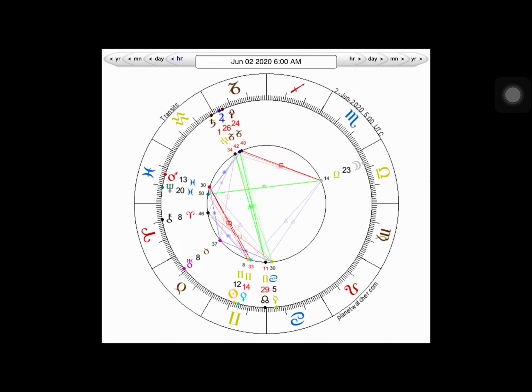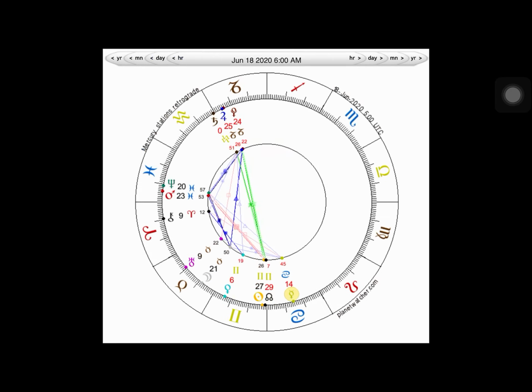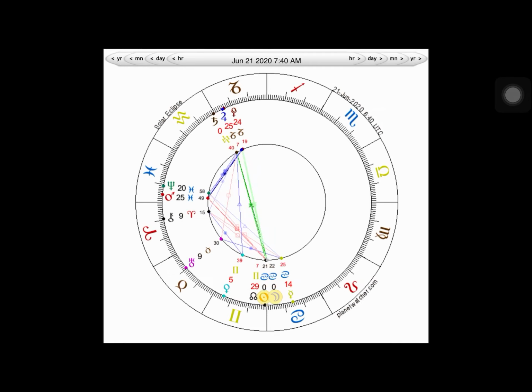Anyway, here are some other chart images where you can actually see the degrees of what's going on. This is the beginning of the shadow period, Mercury at 5 degrees of Cancer. This is Mercury turning retrograde at 14 degrees. You can see the sun is still in late Gemini there. And here's the solar eclipse, just for context.